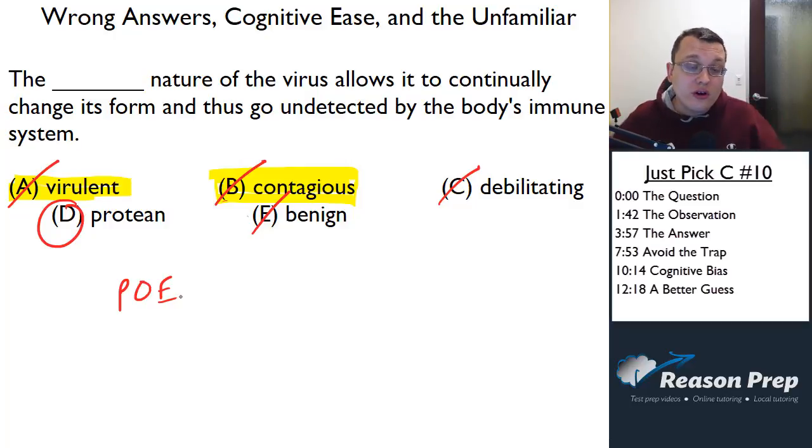So again, this is another reason why process of elimination is so key. You focus on getting rid of choices that don't work, and whatever you're left with, very often the hard choice, that's the one you go with.